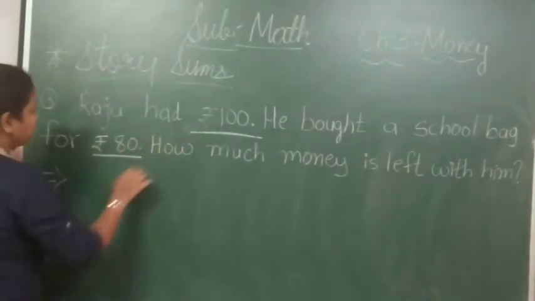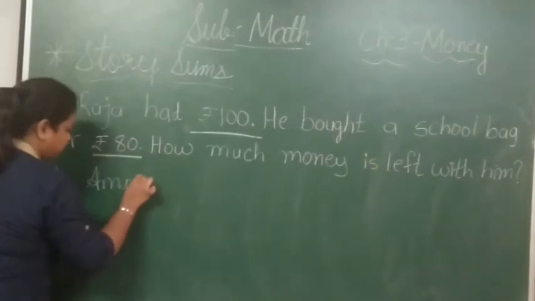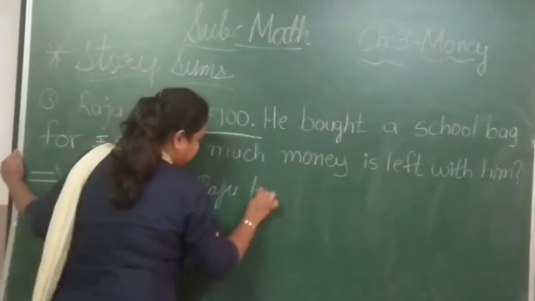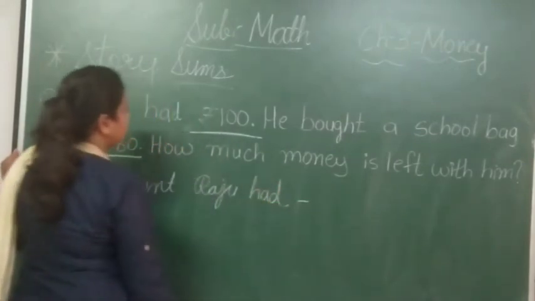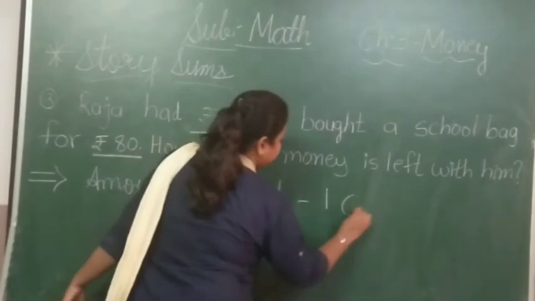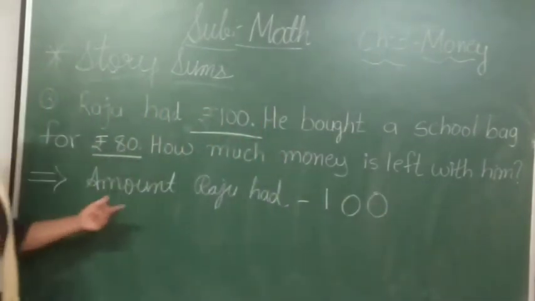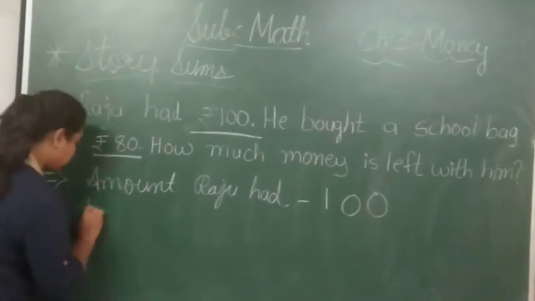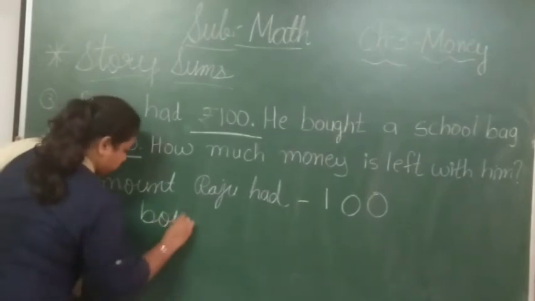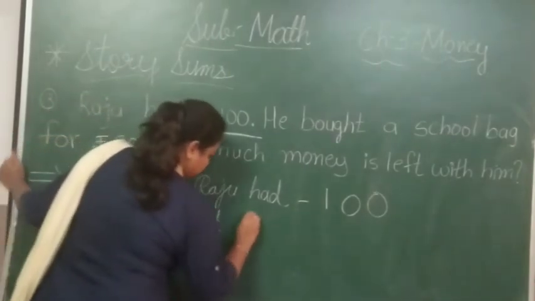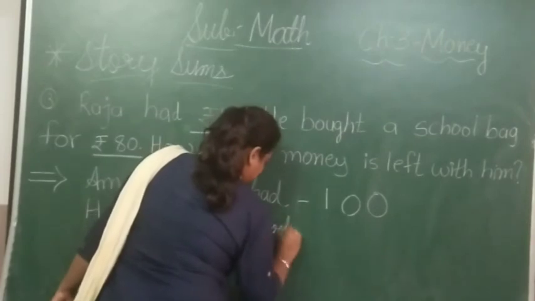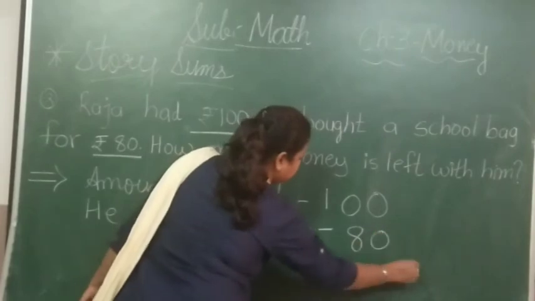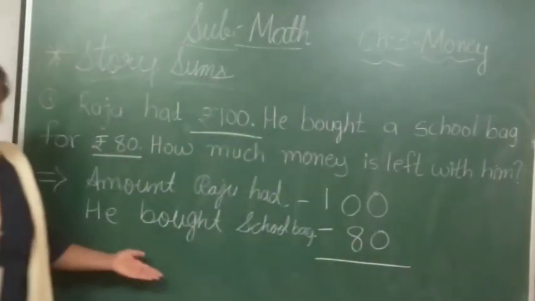So we will write: Raju had the amount. Raju के पास कितने थे amount? 100. And he purchased the school bag for rupees 80. क्या लिखेंगे यहाँ पे? He bought school bag. यहाँ पे हम subtraction की sign करेंगे. Here we will write 80. Okay. So we will solve this sum.